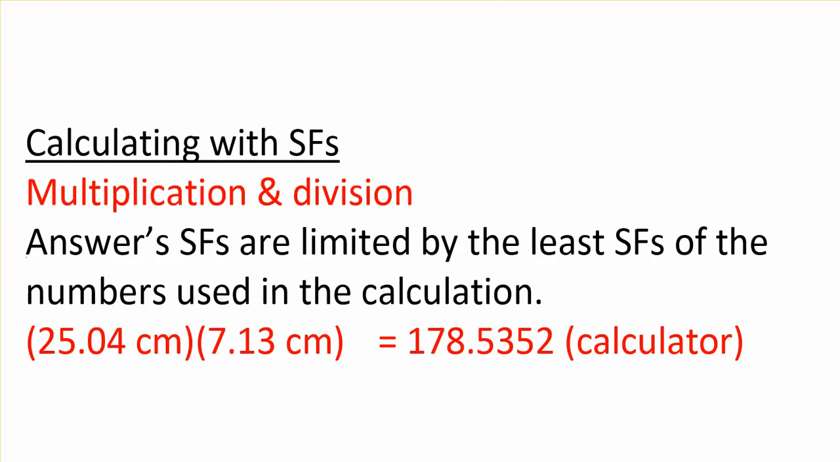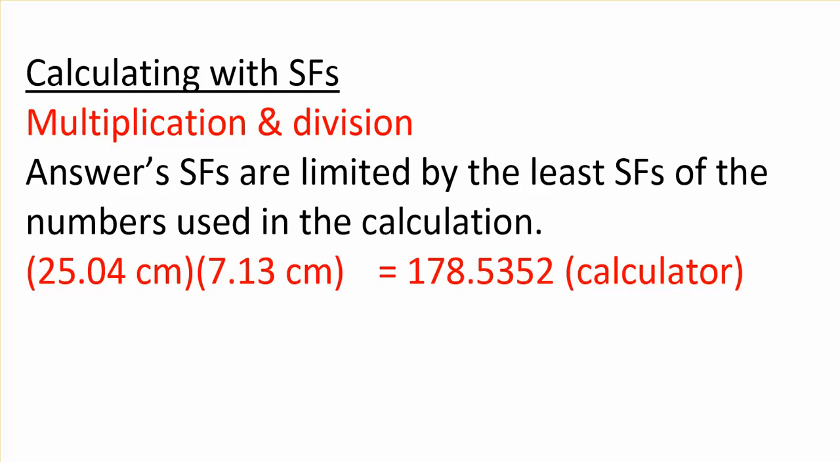Let's look at our rules for multiplication and addition and subtraction. When you multiply and divide, there's one rule. The rule is you look at the numbers that go into the calculation. This one has 4 sig figs, this one has 3 sig figs, and the one with the least sig figs will limit how many you can have in your answer.